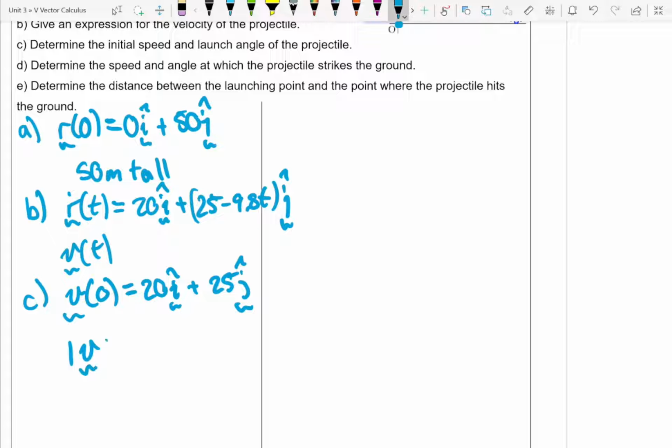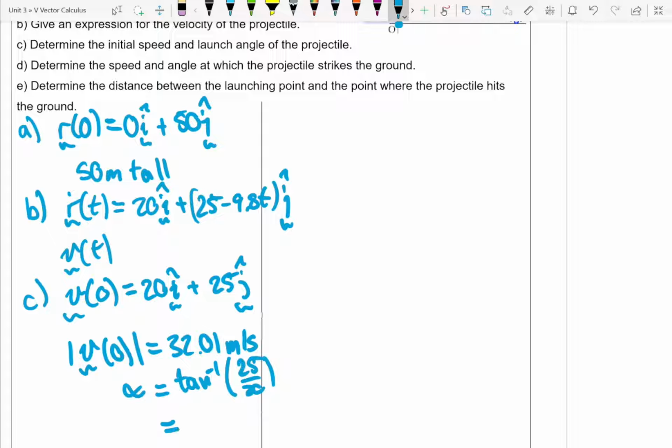So the magnitude of v of 0 is going to give us our launch speed, which is 32.01 meters per second, and our angle alpha with the horizontal is going to be tan inverse of 25 over 20, which is equal to 51.34 degrees. This v0 magnitude is just coming from summing the squares of 20 and 25 and then square rooting the sum. Okay, part D, determine the speed and angle at which the projectile strikes the ground.